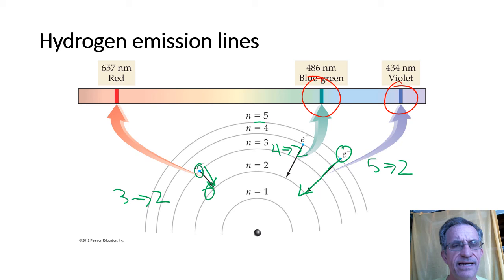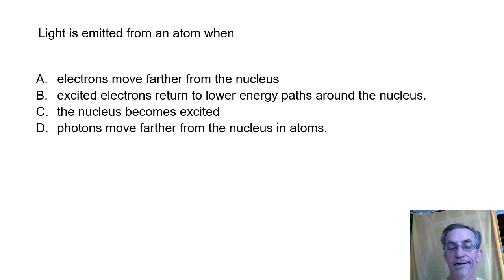Let's flip over and we'll do our practice questions. All right, first one. Light is emitted from an atom when, which one of these sounds right? Light is emitted from an atom when, good, all right. One more. Oh, there's a lot of terms right now. Let's see if you remember one of the terms I talked about in this video.